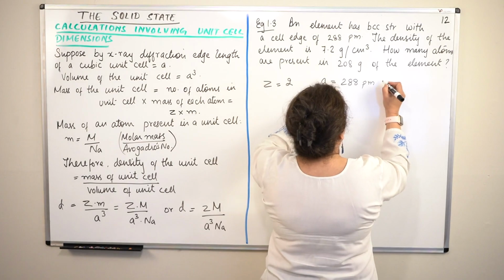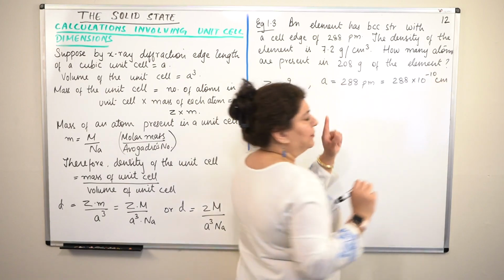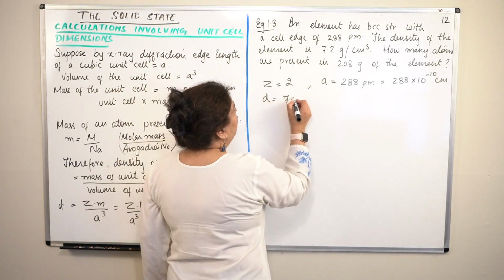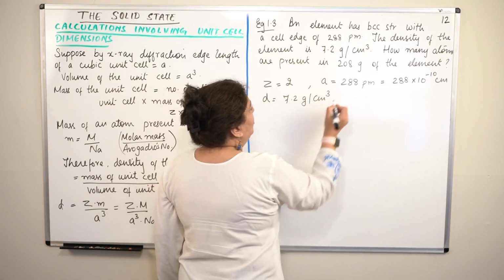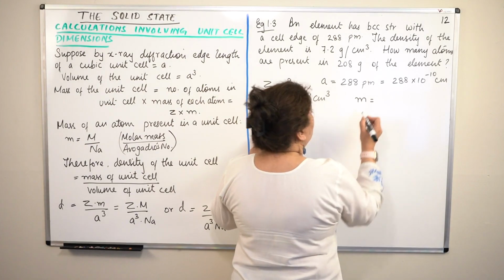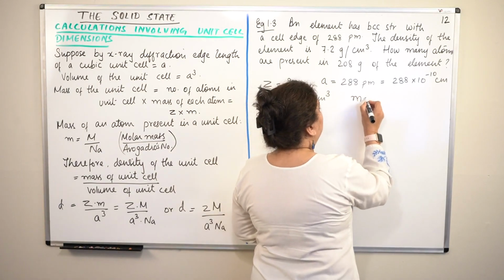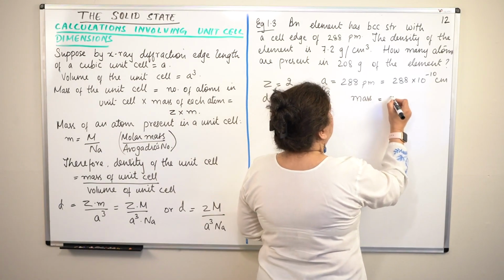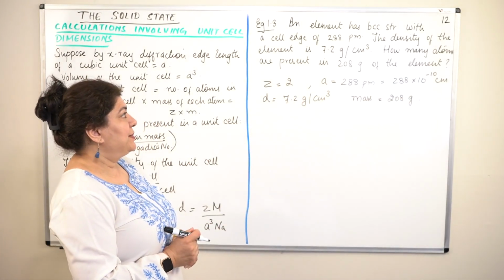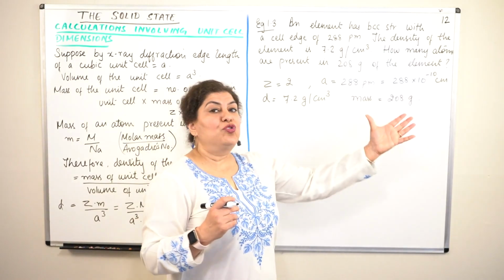This will be equal to 288 into 10 to the power minus 10 centimeter. The density of the element D is given as 7.2 grams per centimeter cube. This is not the mass of the atom actually. The mass of an atom is represented by the small m. So I write mass of the substance. Mass is 208 grams of the element. This is the mass that has been given to us. So we have to find out how many atoms are present in 208 grams of the element.